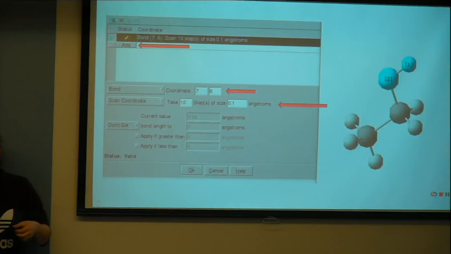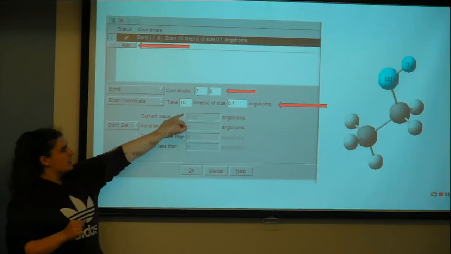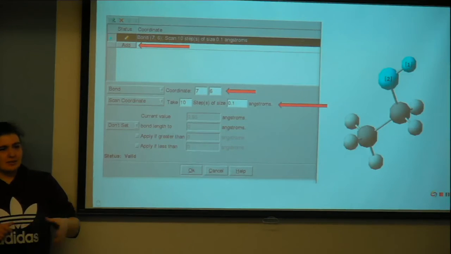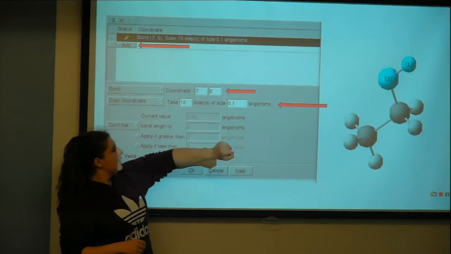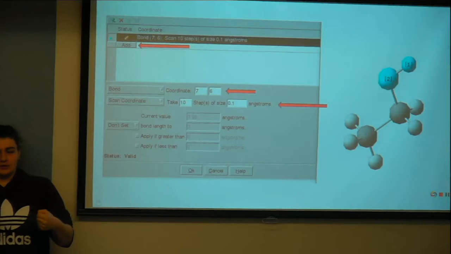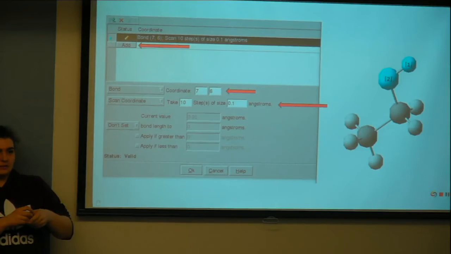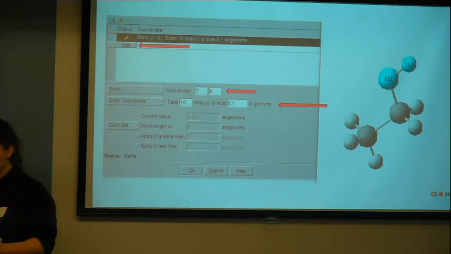And yeah, the job is we scan the coordinate and we take 10 steps. It was maybe a little much, maybe 5 steps. Oh yeah, and every step is 0.1 angstrom, so it looks at the energy every 0.1 angstroms that the bond gets longer. And then we click OK.